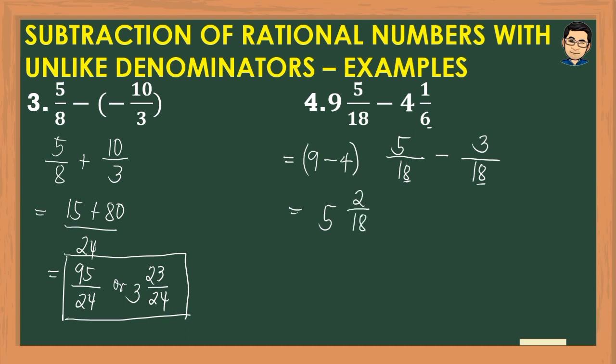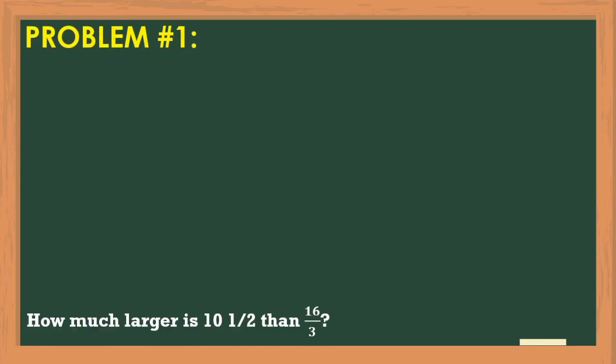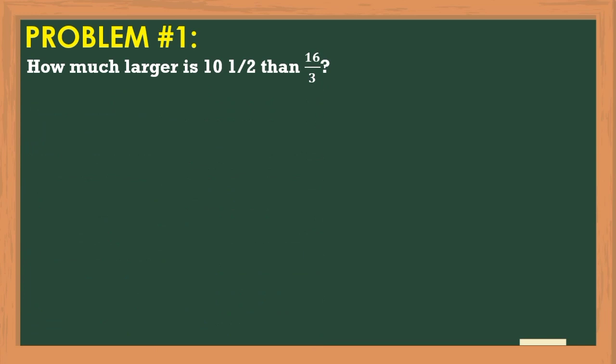Can we simplify 2 over 18? Yes. The GCF is 2. So, dividing 2 to both numerator and denominator, our final answer will be 5 and 1 over 9. So let us now have problems involving addition and subtraction of rational numbers. Number 1, how much larger is 10 and 1/2 than 16 over 3?